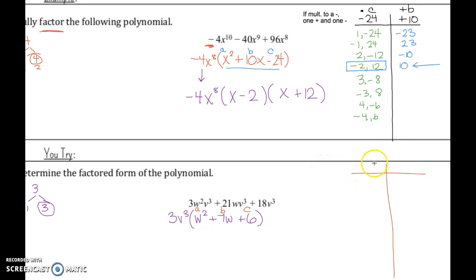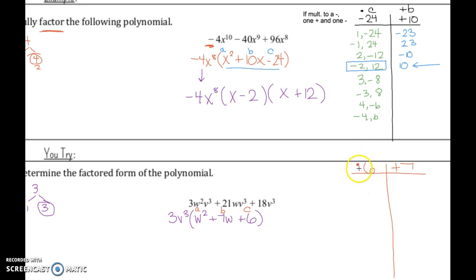So I want to find things that multiply to C. Well, my C value is positive 6. And so I want to multiply to positive 6. And then I want to add to my B value. So I'm going to add to positive 7. And so I'm going to make my list of factors.